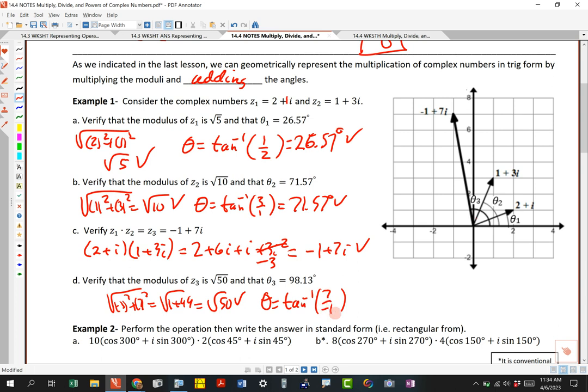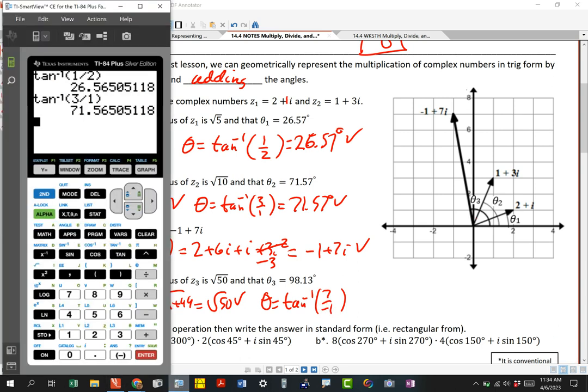So you get 7 over -1. I'm going to grab the calculator and type that in. So we're going to do tangent inverse of 7 divided by -1. And of course, if you're dividing by 1 or -1, you could just type in tangent inverse of -7. But I hit enter and I get this. Dude, I hate that. Okay?